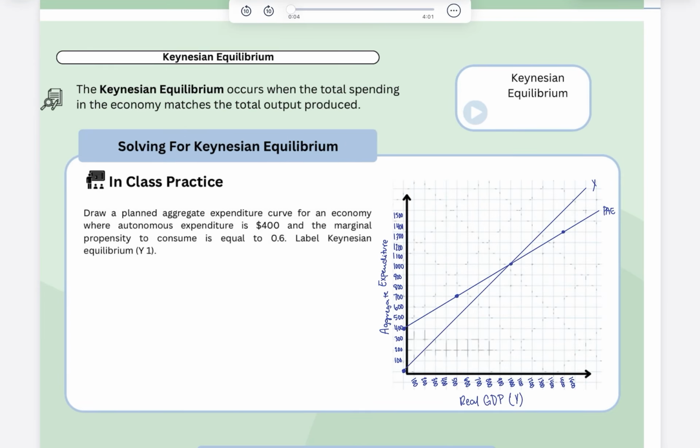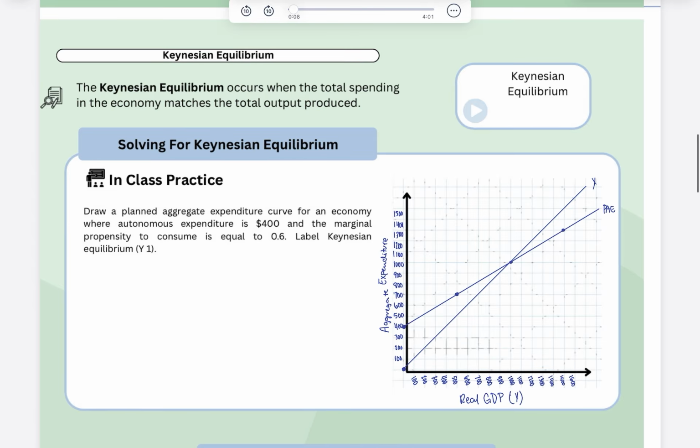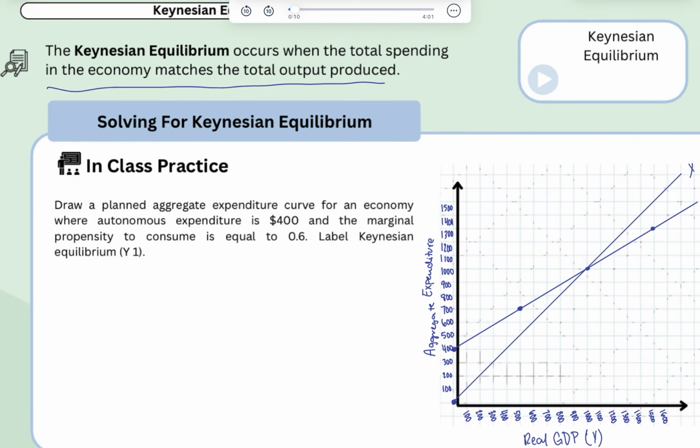Today we will be discussing the Keynesian equilibrium and how to solve for it. So, as we know from the previous equation, this was our graph.